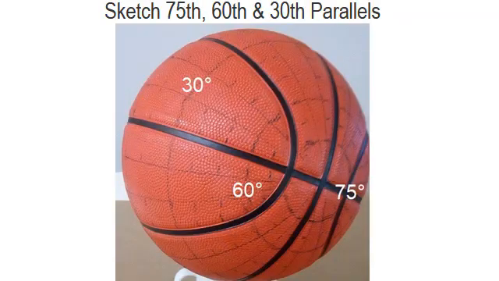When you view the parallels from the top or bottom of the ball, it's more obvious that they are circles. I recommend that you sketch the 75th parallels first, because they are the smallest circles and they overlap the intersections of the curved and straight stripes. Then sketch the 60th and 30th parallels.